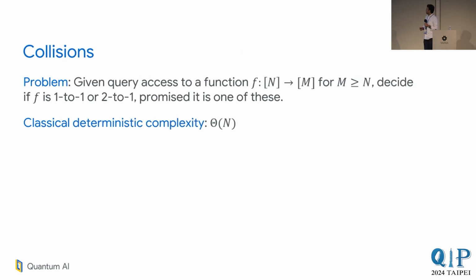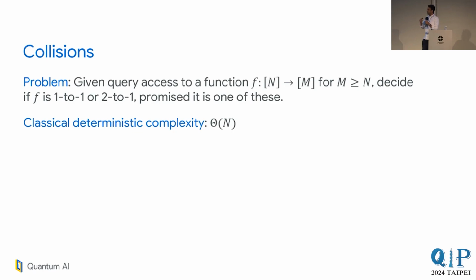Okay, good. Let me tell you one last primitive, which is just kind of fun. I'll give you query access to a function, and it has a domain of size n and a codomain of size m, which is bigger than n. And you have to decide if the function is 1-to-1 or 2-to-1. So what does that mean?